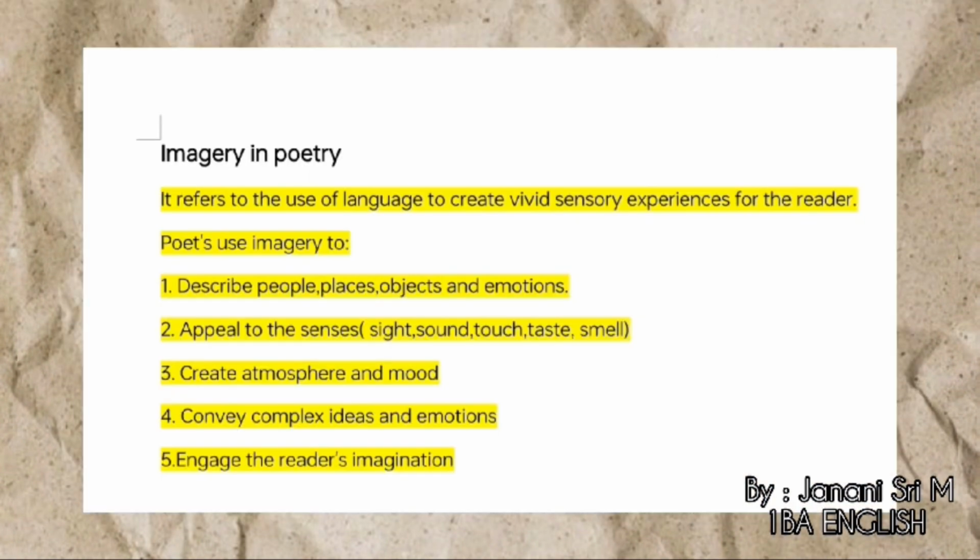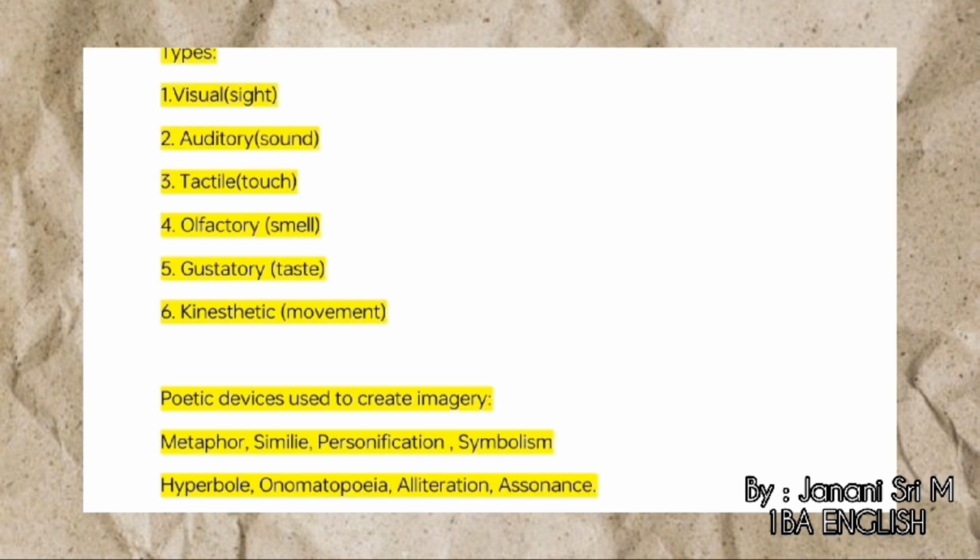Imagery in poetry. It refers to the use of language to create vivid sensory experiences for the reader. Poets use imagery to describe people, places, objects, and emotions. It appeals to the senses: sight, sound, touch, taste, smell. It creates atmosphere and mood, conveys complex ideas and emotions, and engages the reader's imagination. Types of imagery.